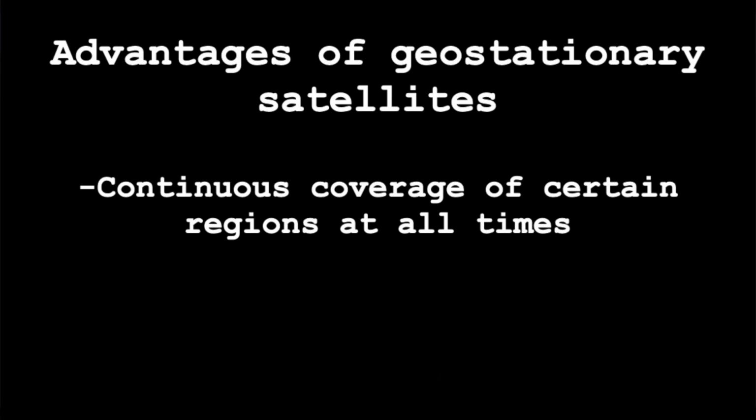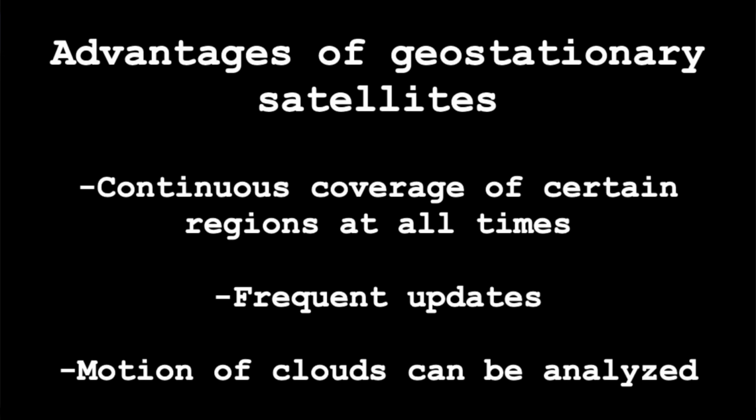They can record images much more frequently than polar orbiting satellites. Geostationary satellites can give us new images up to every minute. And because they're focused on a fixed location on Earth's surface, we can analyze the actual motion of the clouds below, which of course is highly critical to severe weather forecasting and nowcasting.